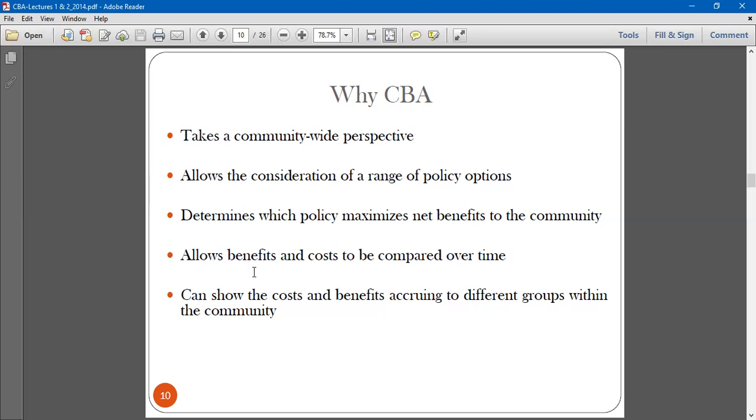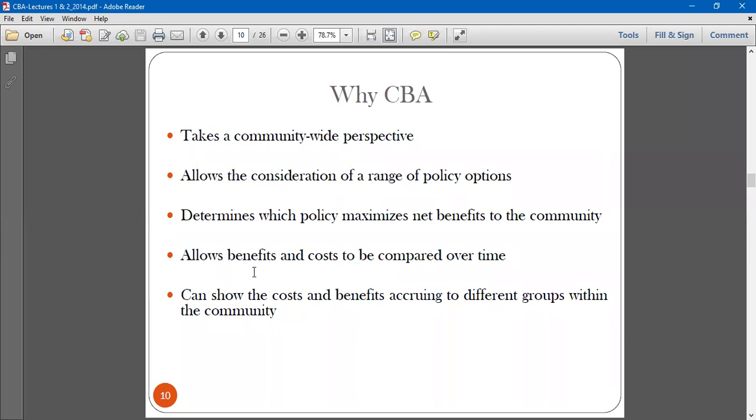Okay, and then it also allows us to compare cost and benefit over time. Okay, because of discounting, we are able to bring future streams of benefit and cost to the present, so that we'll be able to compare them. And then the CBA too, for example, if we are doing a policy for the entire nation, when we are thinking about the cost and the benefits, we have to do it for different groups in the society, different communities.